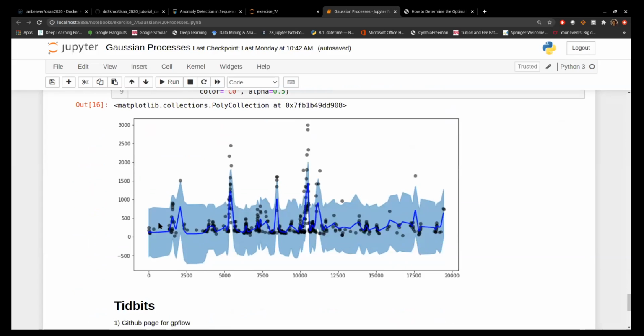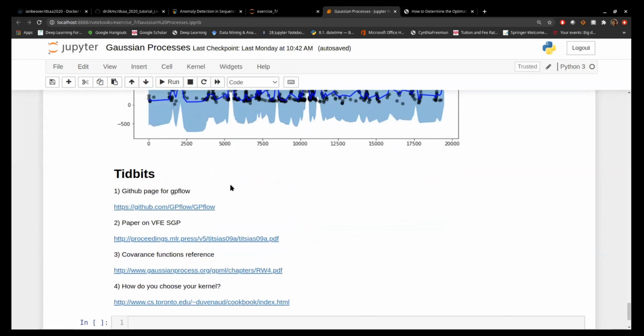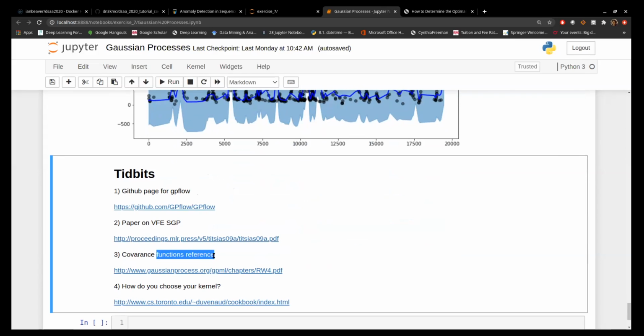Here I simply predict the in-sample and plot it. And like before, if you want to get anomalies, you can either look at whether a point is outside of the confidence interval, or maybe use a sliding window technique on the forecasting error. So here you can look at the GitHub page for GPflow, the way I chose to train, which was using the variational free energy approach. There are several approaches, but this is probably one of the best ways. This covariance functions reference is great if you're thinking, hey, I have this kind of characteristic, how do I incorporate that into my kernel?